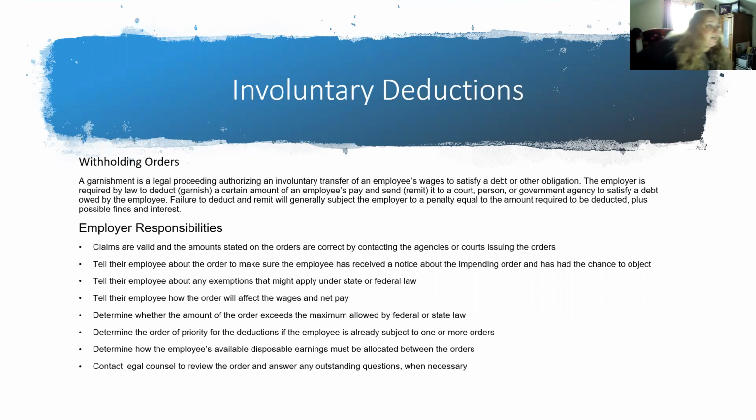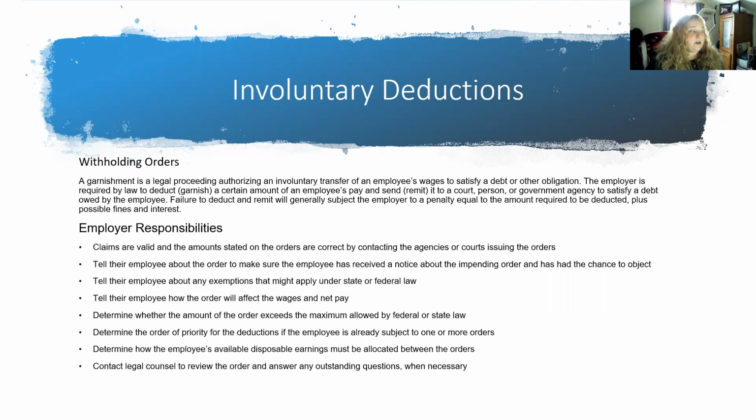So let's talk about some involuntary deductions that are not necessarily taxes: withholding orders, child support orders, things like that. So withholding orders, such as garnishments or child supports or anything like that, as the employer, you are required to withhold once you receive the order. You do have to be careful with state laws versus federal laws, making sure that you're following all of those things. As the employer, you must make sure that you tell the employee about the order and make sure that they have received notice so that they know that their wages are going to be garnished and that they can fight the order if they think it's not correct.